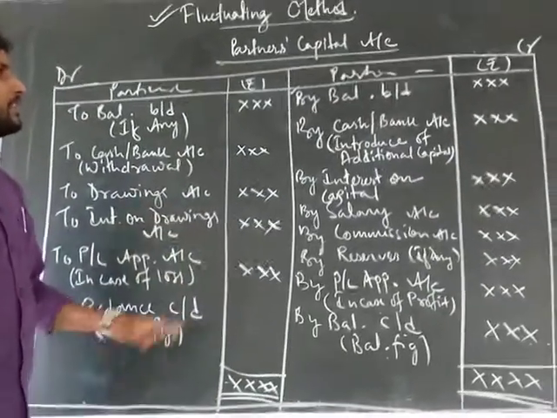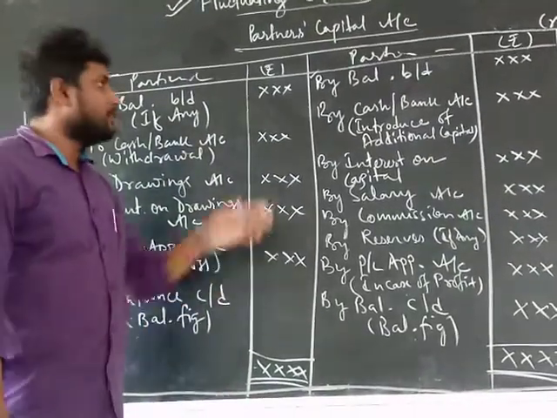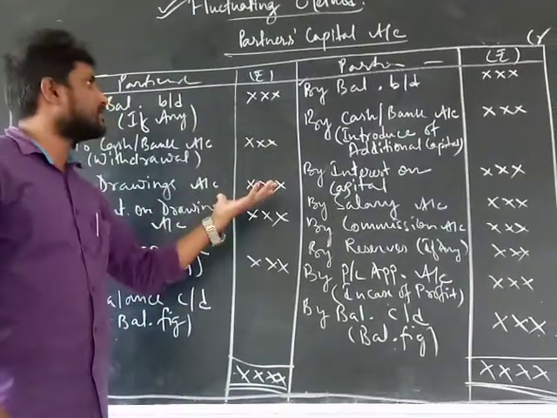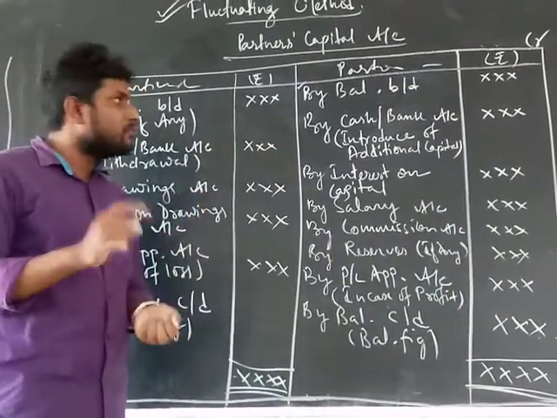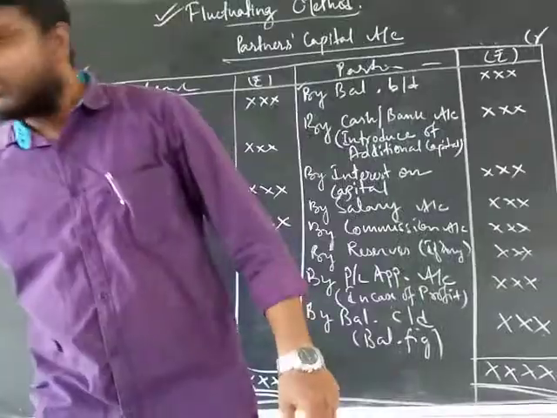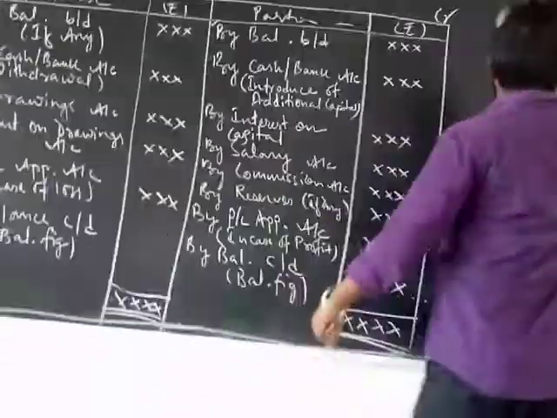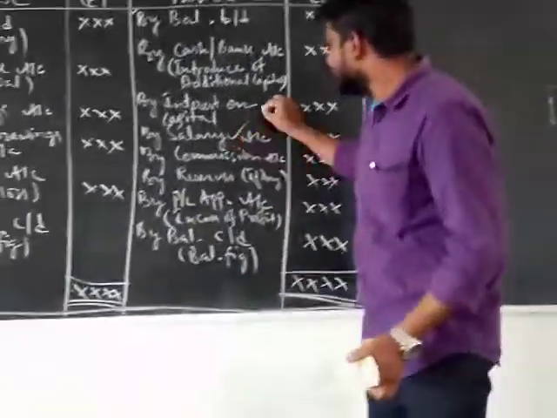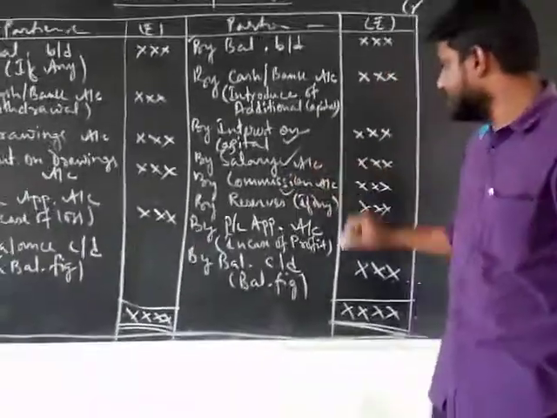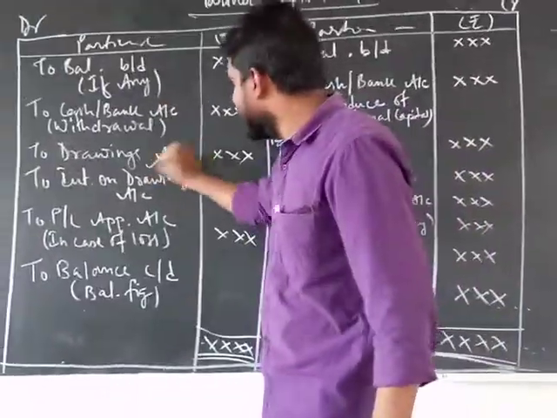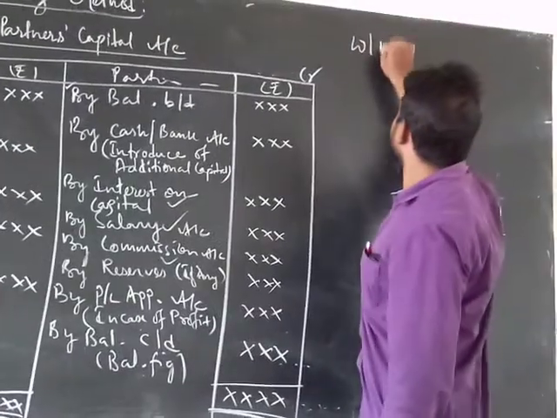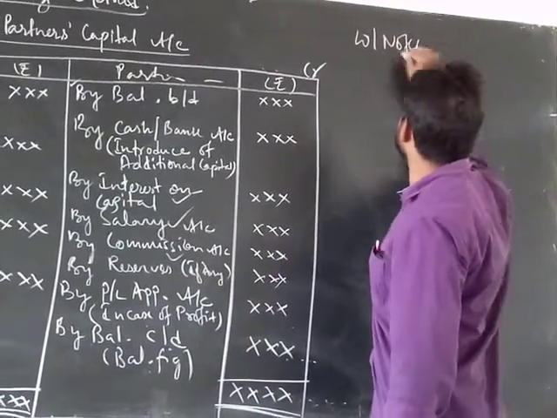So in my next class, I will do what? Problems or the sums related to this partners capital account. And one more thing, we have to go through some working notes. And what are those working notes related to? Salary, interest on capital, commission, got it? Then your drawings, interest on drawings, likewise. We have to do some working notes. Remember, we will discuss these things also in my next class.